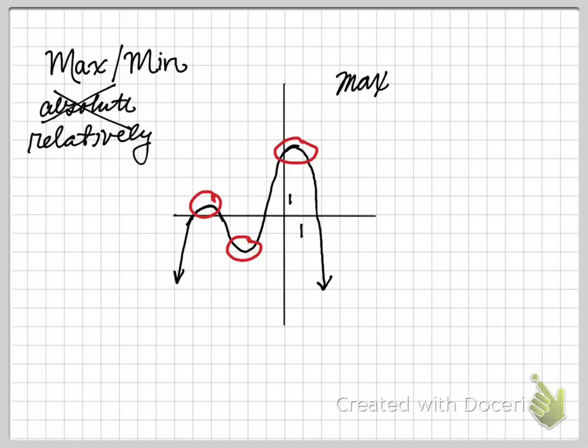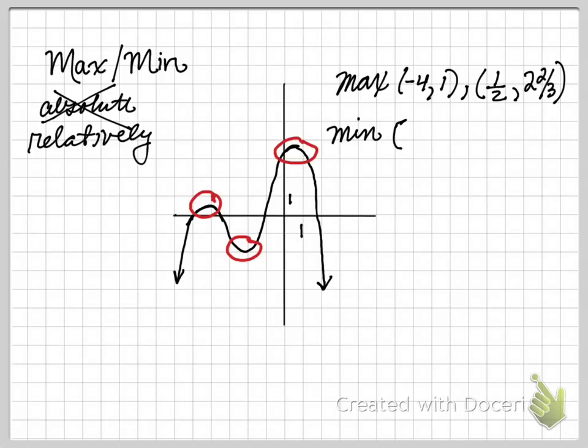I can say that we've got a maximum at, looks like, -4, 1, and I've got another maximum at, let's say, 1/2, and that looks like about 2, let's call it 2 2/3. So just estimating here, right? And then the minimum, I'm seeing I've got a minimum at approximately, I'll just call it -2, -2. And that's it for the relative maximum and minimum.